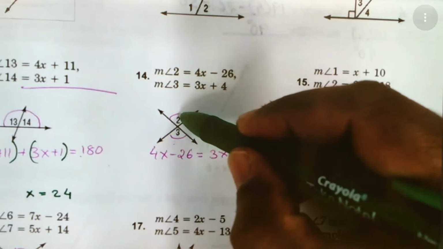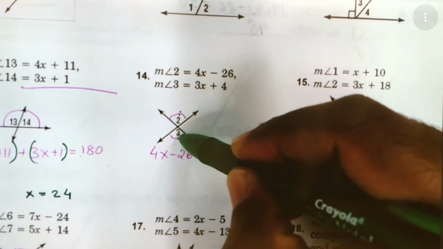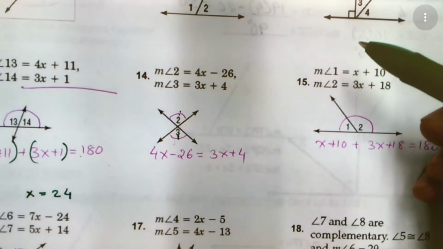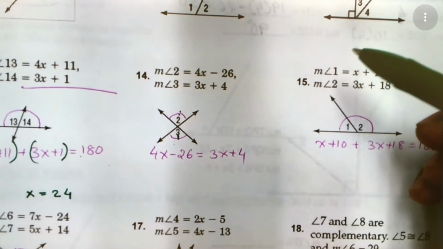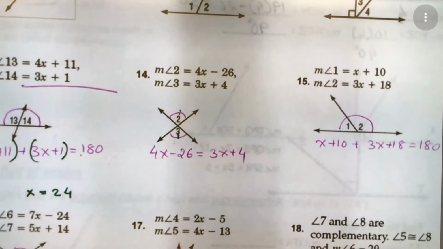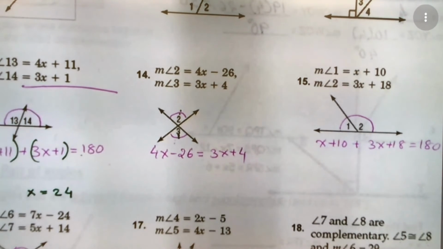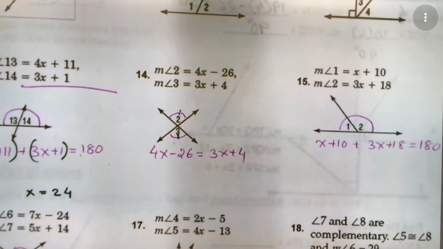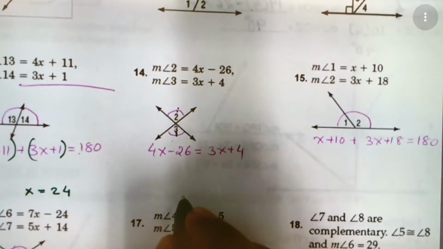Okay, so next question, question number 14. Angle 2 and angle 3 are vertical angles, so they are congruent, equal to each other. So we can write 4x minus 26 equal to 3x plus 4. You have to solve that too. When you solve it, you should get x is equal to 30.